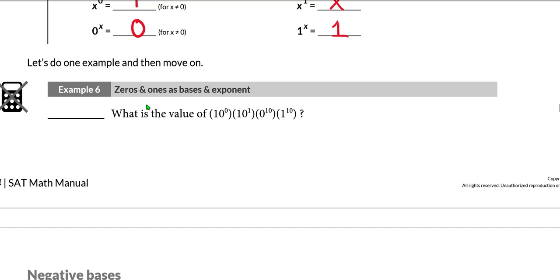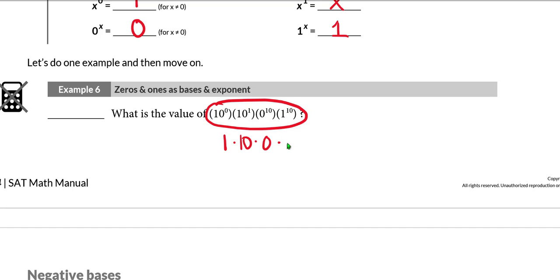So example 6, pause the video, try it on your own. They are asking us here what the value of all of this is. 10 to the 0, remember 10 to the 0 is 1. 10 to the 1, anything to the 1 is just the base. 0 to the 10th, remember that is 0. We don't really need to keep going because as soon as we know we're multiplying by 0, we know the answer is going to be 0, but we are going to keep going just to get some practice with this.